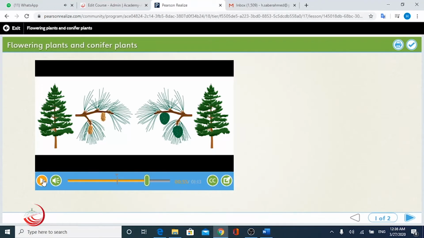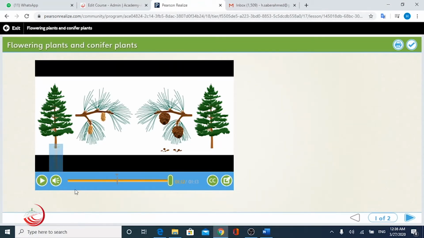The wind blows pollen from the small pollen cones to large seed cones. The pollen sticks to the large seed cones, and seeds begin to grow under each scale of the seed cone. Right here. When the seeds are fully developed, they fall to the ground and may grow into a new plant. Excellent.